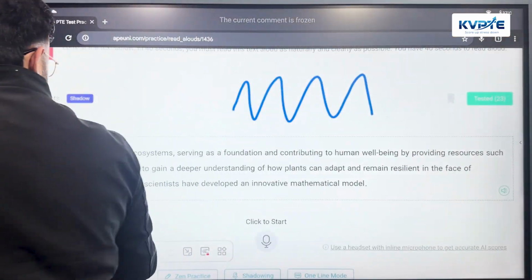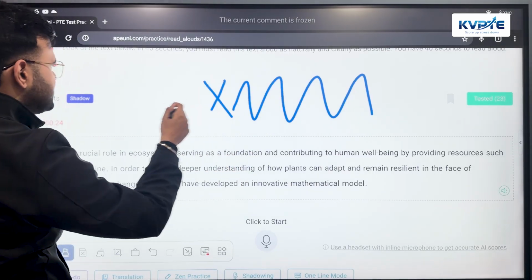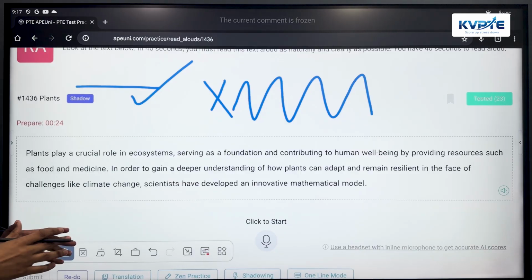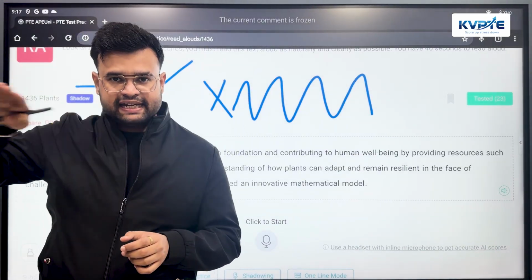So please don't read it in a zigzag way. You have to always read it in a straight line, in a straight flow.